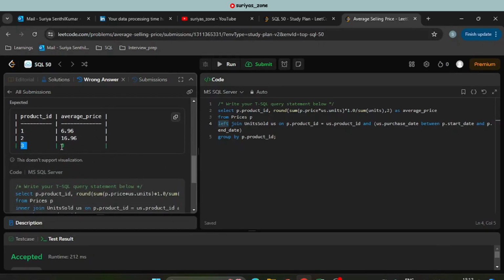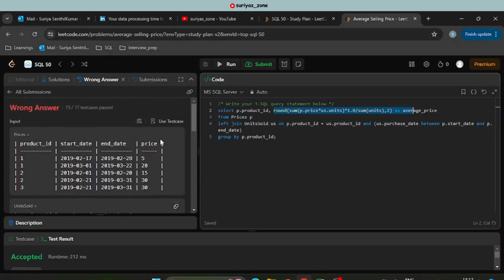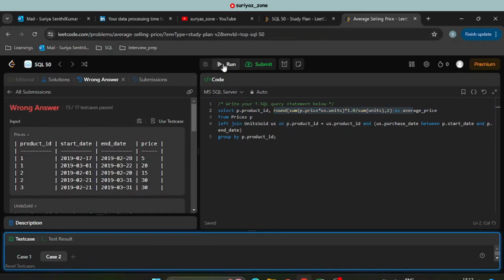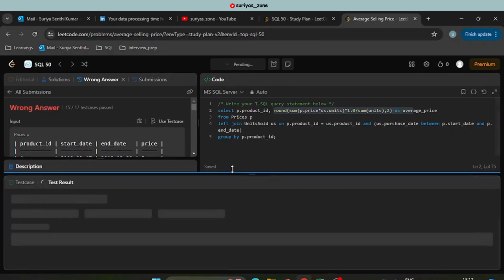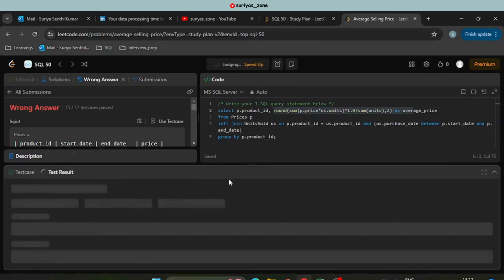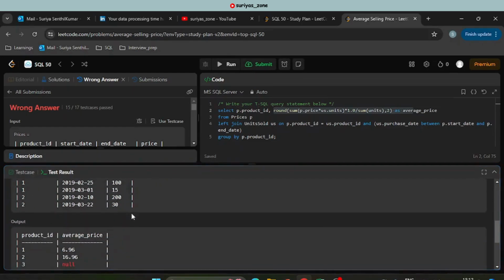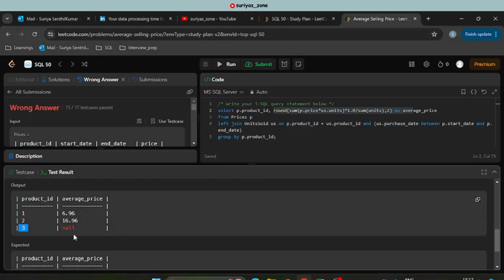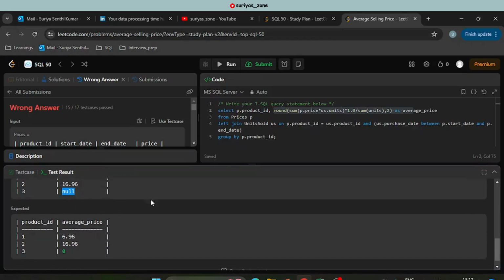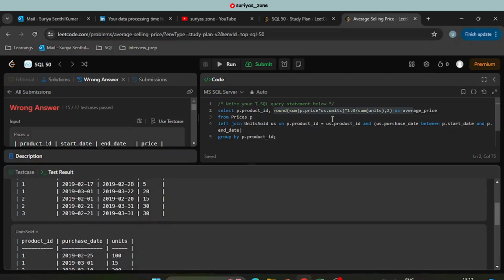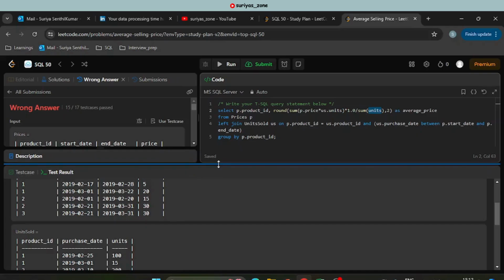But it should show us 0, but in our case it will show us null. So let me try this test case and run this again before submitting. But it again failed. This time we have got the product ID 3, but instead of getting 0, we have got null, because those units are not present in the units sold table, right?